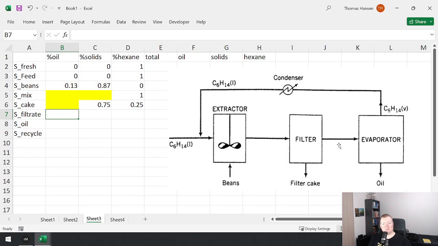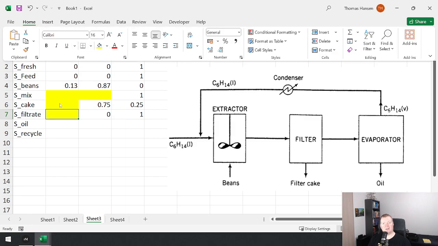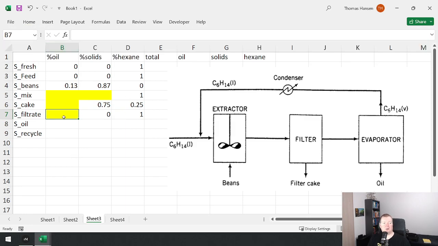After my filter, hopefully I've been able to remove all of the solids. So that means I only have one unknown, and I'm just going to pick the oil as being my unknown here. And finally, over here, I want pure oil exiting that stream, and I want pure hexane in my recycle stream. So that's what I'm being told in terms of compositions.